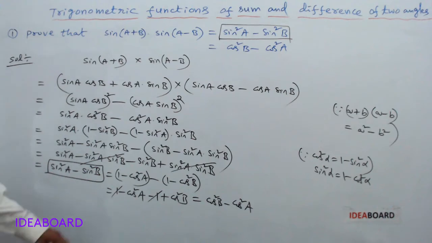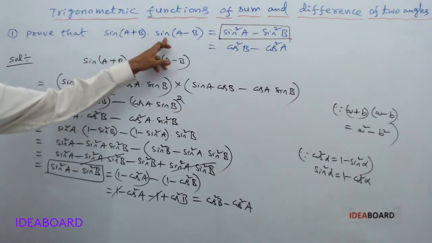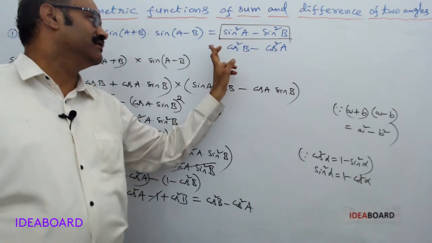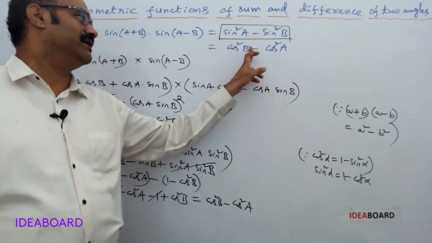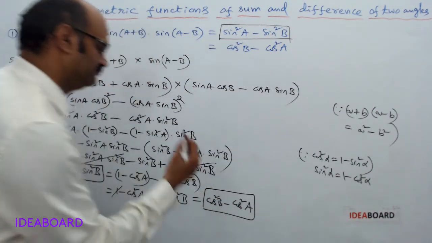So wherever we have sin(A+B) into sin(A−B), we can take it directly as sin² A minus sin² B equal to cos² B minus cos² A. Hence proved.